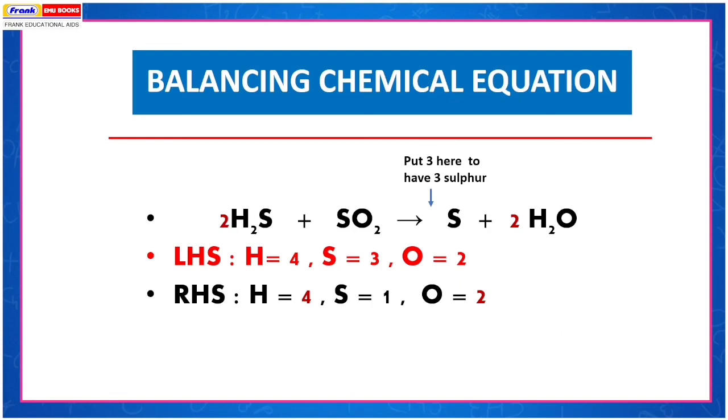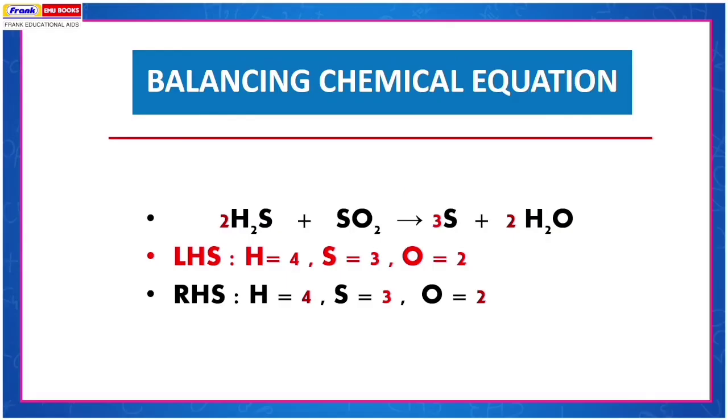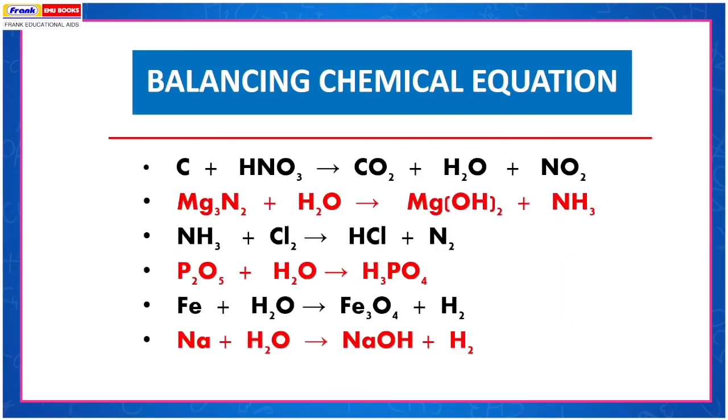Thus, we get the whole equation as 2H2S plus SO2 gives 3S plus 2H2O. Further, we can see that on the left hand side we have 4 atoms of hydrogen, 3 atoms of sulfur and 2 atoms of oxygen, while on the right hand side we have 4 atoms of hydrogen, 3 atoms of sulfur and 2 atoms of oxygen. Here below are given some examples for you to balance the chemical equations.